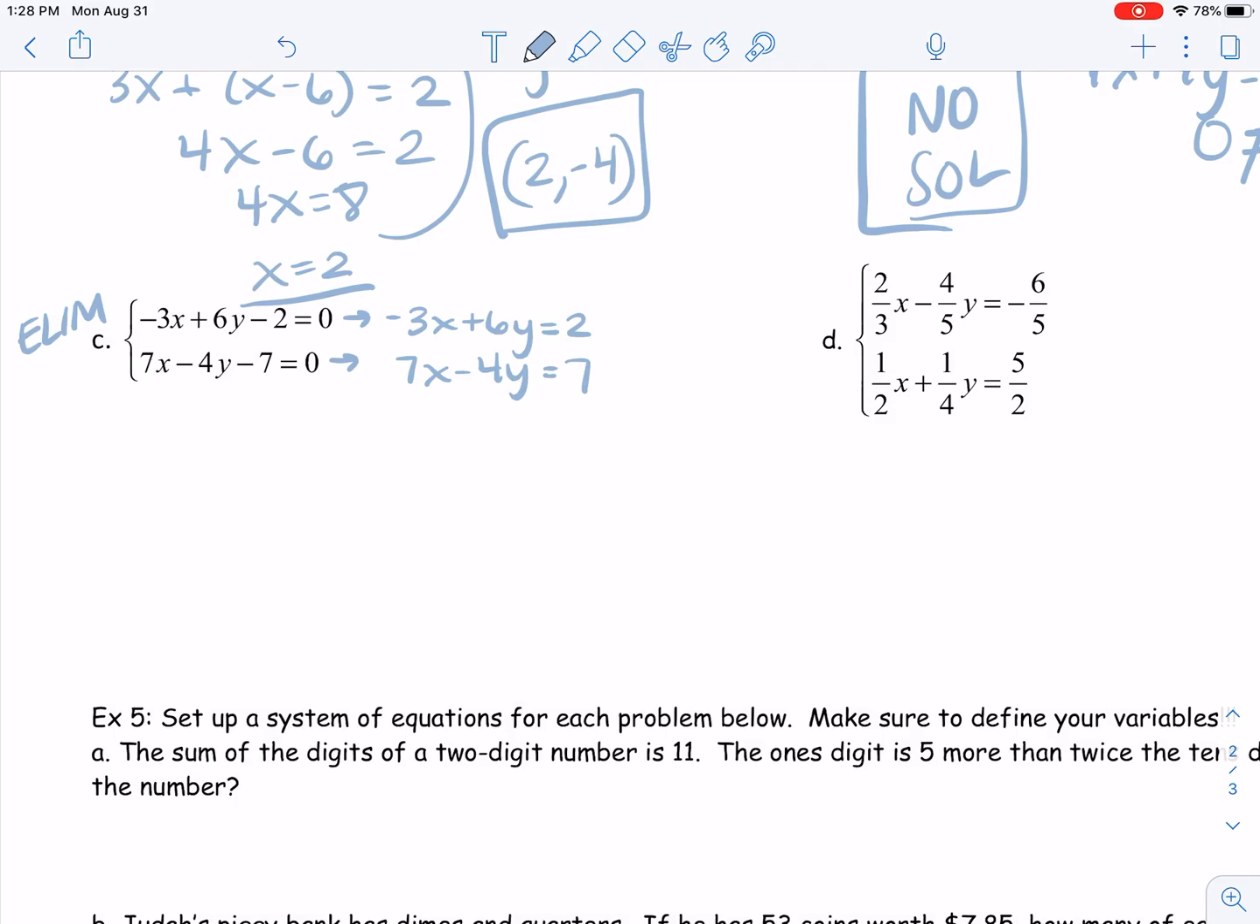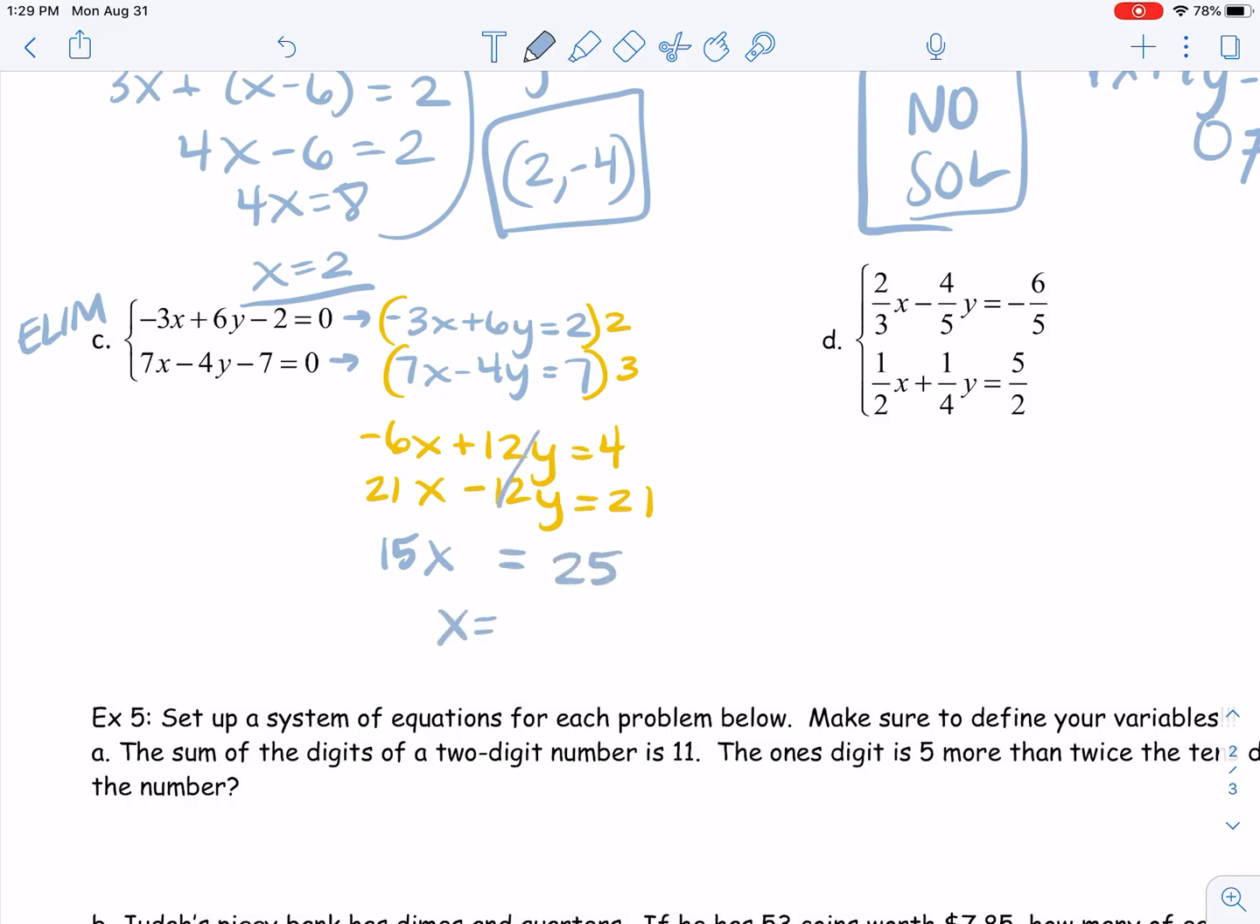Okay, so I'm going to go with my y's. I have a 6y and a 4y, so the common factor would be 12. To get 12, I can multiply this first one by 2 and this second one by 3. So that would become negative 6x plus 12y equals 4, and 21x minus 12y equals 21. Then I can combine, and I will get 15x, those cancel out, equals 25.